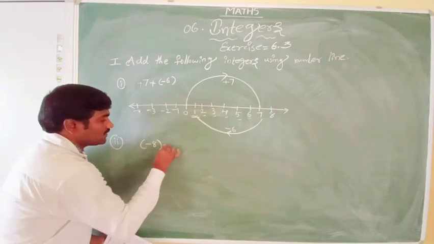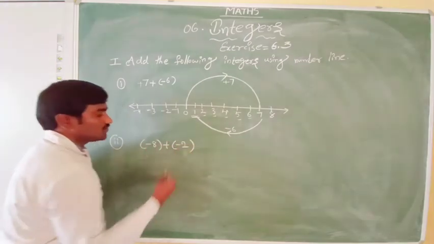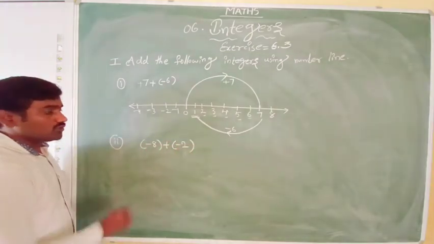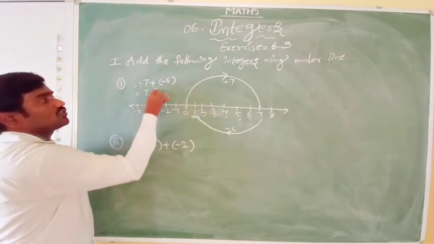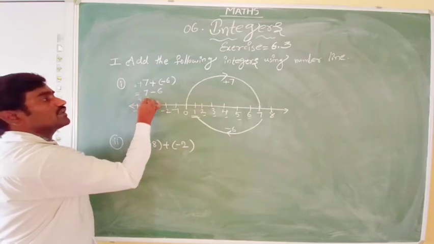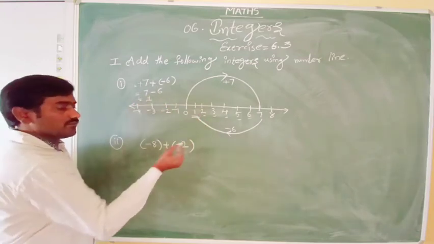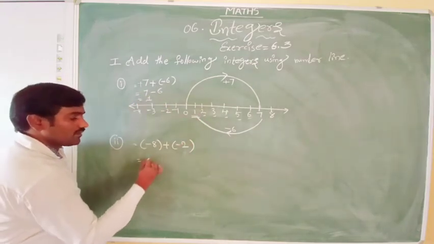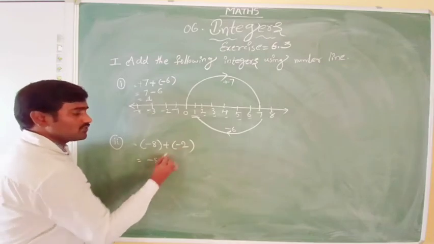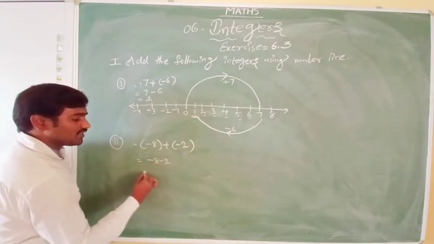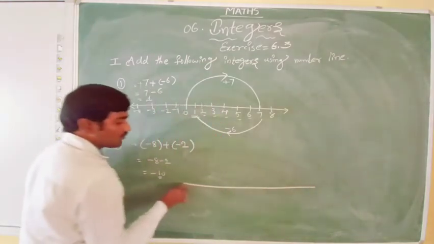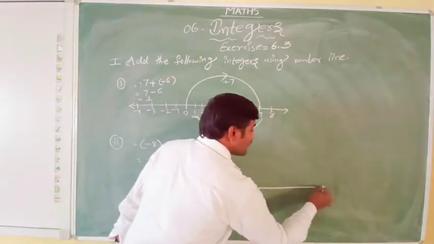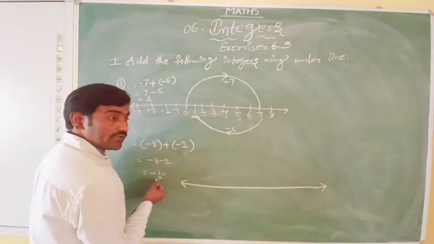Here, minus 8 plus minus 2. We should know the basic operations. Here also we can do it like this. Before, 7 plus into minus is minus 6, that equals 1. Here also we do it first: minus 8 plus into minus is minus 2, so minus 8 minus 2 is minus 10. This will be our answer. On the number line also we have to get the same. We got a negative number.